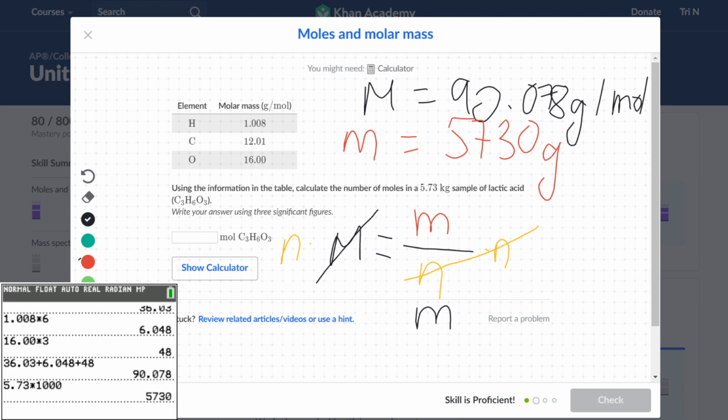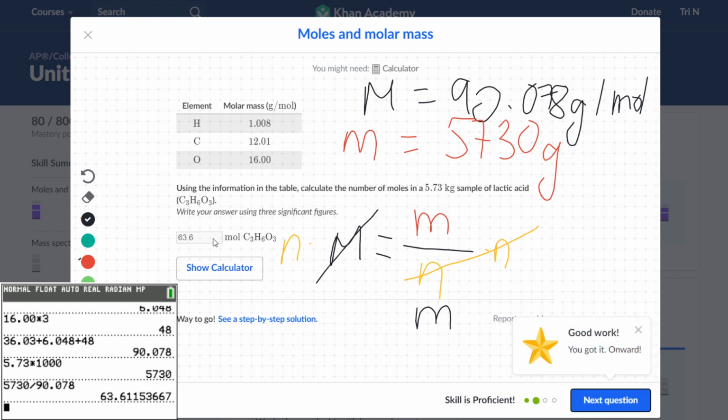So if we calculate that, that should give us about 63.611, and so on and so forth. That will be the amount of moles of a 5.73 kilogram sample of lactic acid, which is C3H6O3. We need 3 significant figures, so that will be 63.6 mole of C3H6O3. There we go, perfect.